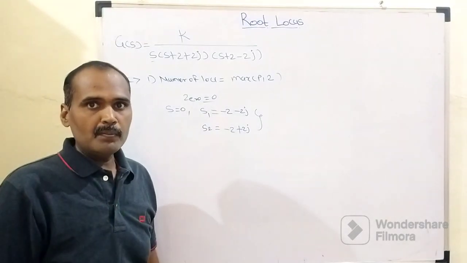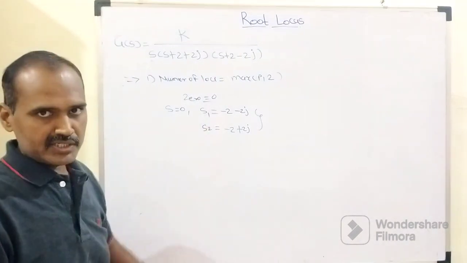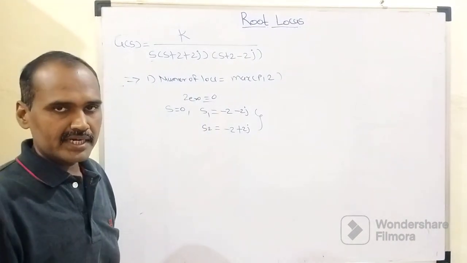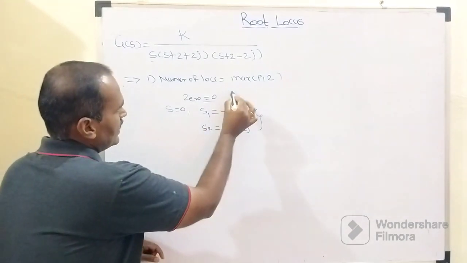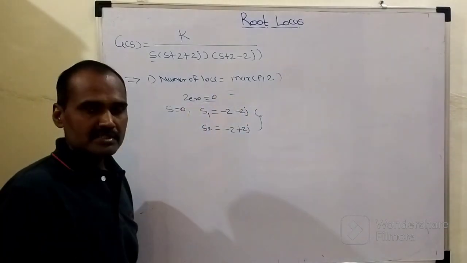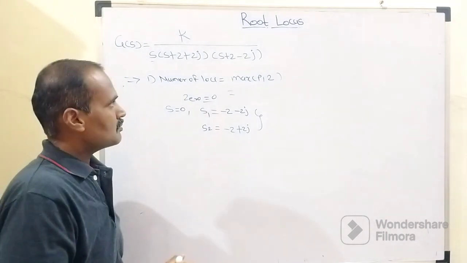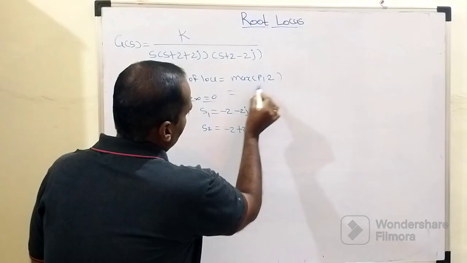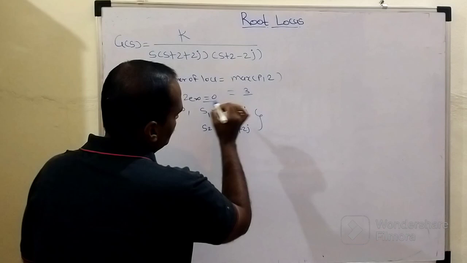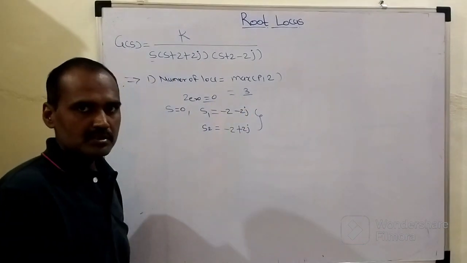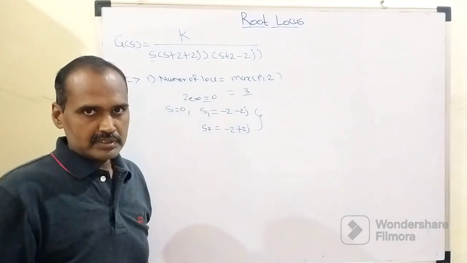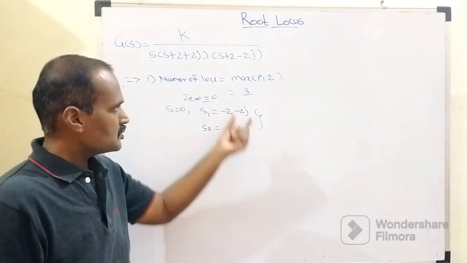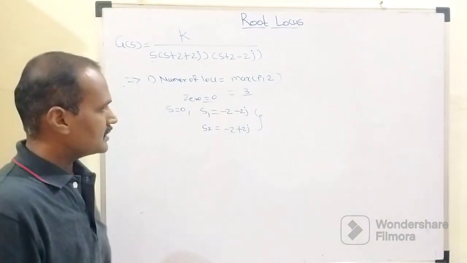Out of those 3 poles, one is real and 2 are imaginary poles. The first pole is located at the origin, right? So accordingly, how many loci do we need to include within that root locus plot? Maximum number of poles or zeros. As we don't have any zeros, the number of poles equals 3. So maximum number of poles equals number of loci. So ultimately number of loci equals 3.